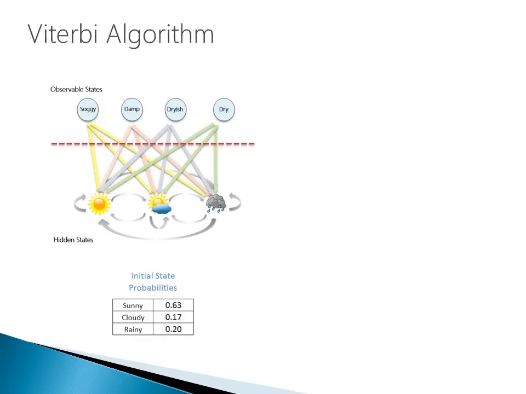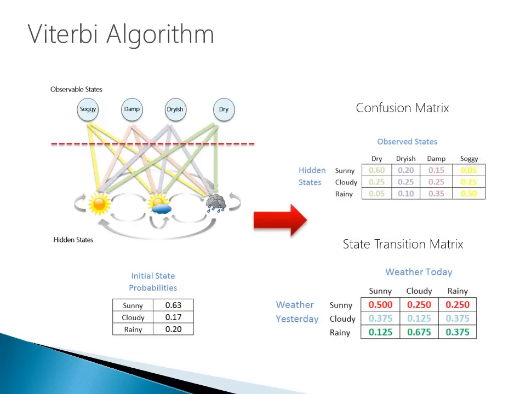So bringing all of this together, when working with the Viterbi algorithm, we have our observable states and our hidden states, and our initial state probabilities. We can feed it through the algorithm, and it will create our confusion matrix and our state transition matrix.